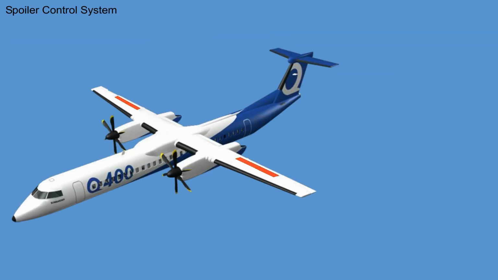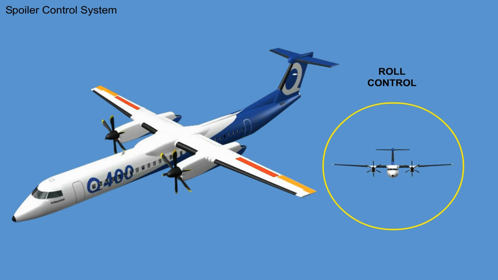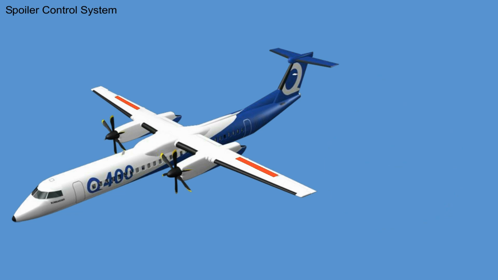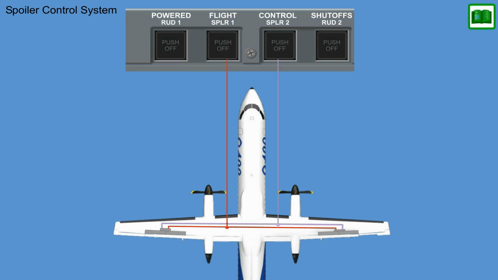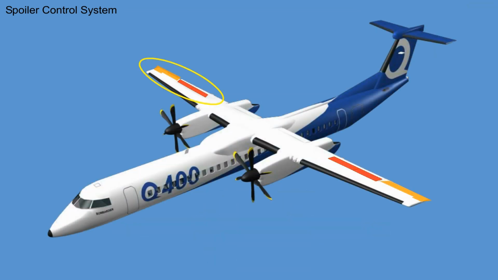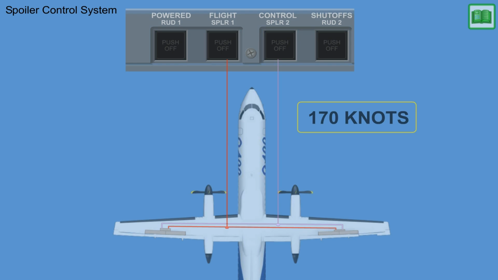The roll spoilers augment the ailerons in providing lateral control. They are installed on the upper surface of the wing forward of the outboard flaps. The spoilers extend 75 degrees upward when fully deflected. The system is hydraulically operated by the number 1 system for the inboard spoilers and the number 2 system for the outboard spoilers. The spoilers rise in parallel with the upgoing aileron. At speeds above 170 knots, only the inboard spoilers operate.